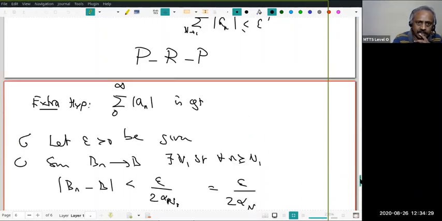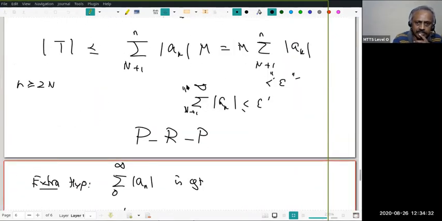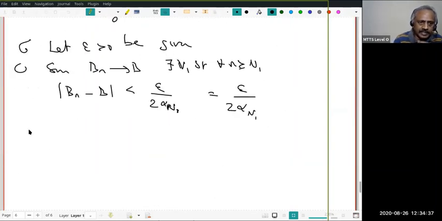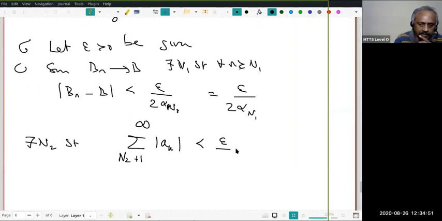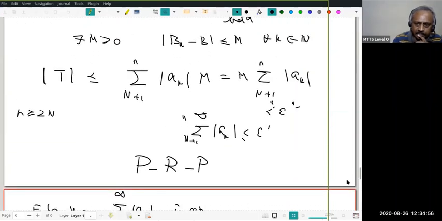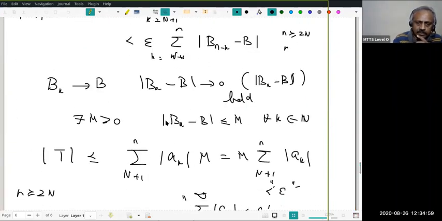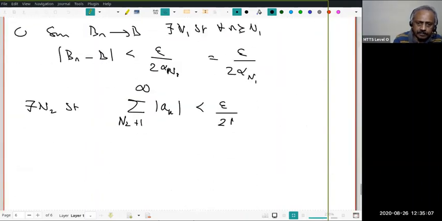Now let's look at the next. What do I want? I want this tail of the absolutely convergent series, mod ak, to be less than epsilon. So given epsilon, there is an n2 so that summation mod ak, k running from n2 plus 1 to infinity, is less than epsilon by 2 I want, but then remember there is also an m. That m is the upper bound for the convergent sequence mod bn minus b. Therefore, I want this to be less than epsilon by 2m.